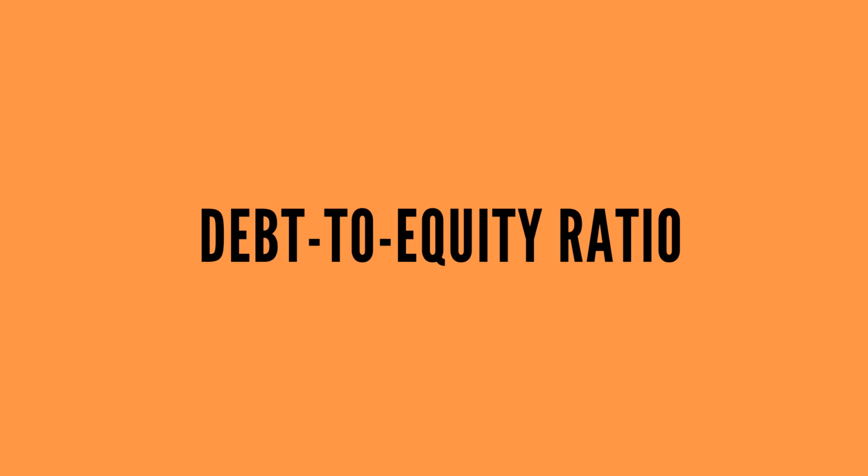The second key metric is the debt-to-equity ratio, which measures financial leverage. This ratio is calculated by dividing your total liabilities by equity. It helps you evaluate how much of your business is financed through debt versus what the owners have invested.